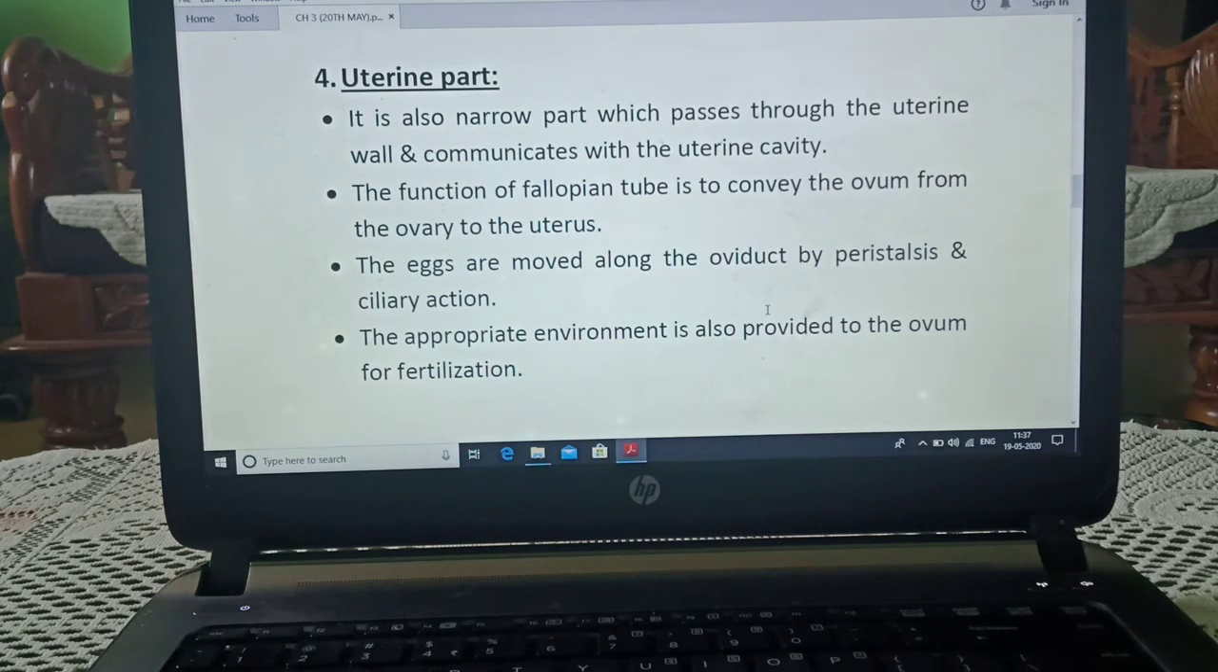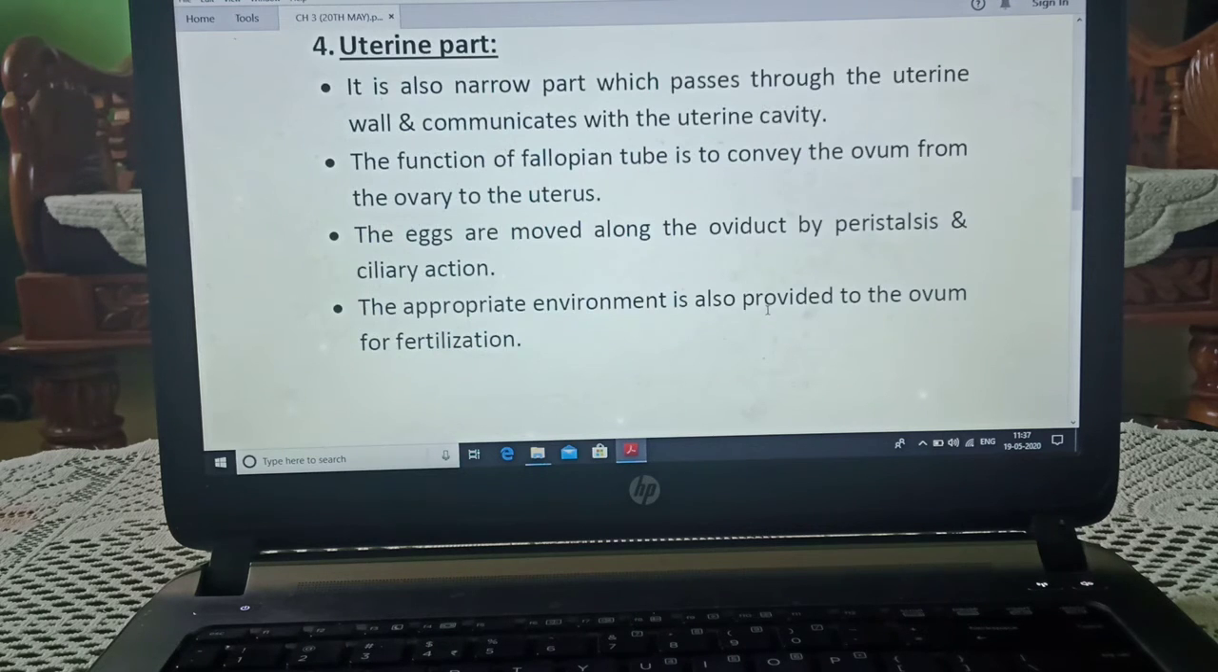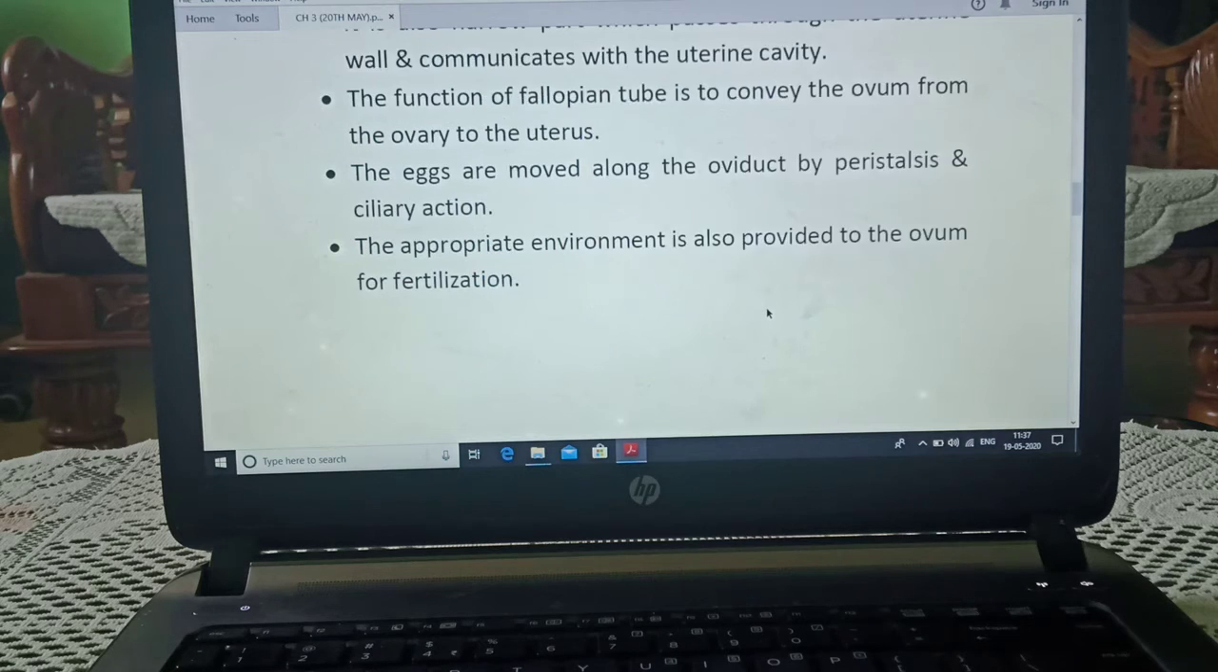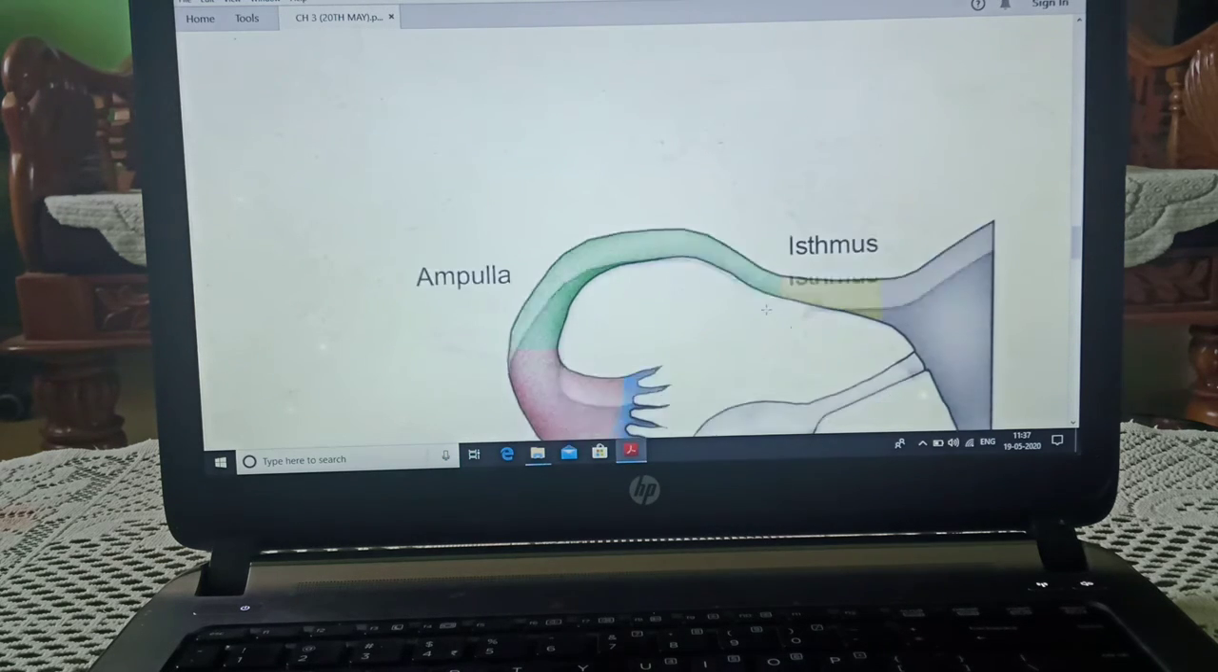The function of the fallopian tube is to convey the ovum from the ovary to the uterus. The eggs are moved along the oviduct by peristalsis movement and ciliary action. Peristalsis movement means movement of substances in one direction only. The appropriate environment is also provided to the ovum for fertilization.